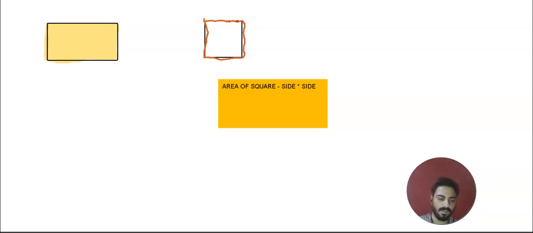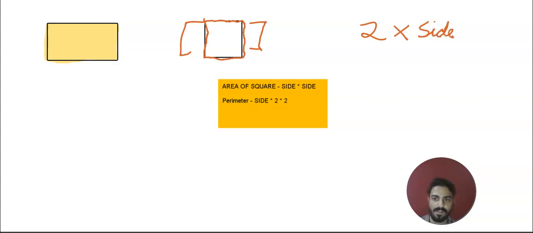Now for perimeter, the formula will be side into 2 into 2. Now why have I written into 2 and into 2? Let me just explain that real quickly. See, this side, then this side. These will be your two sides, okay? 2 into side.